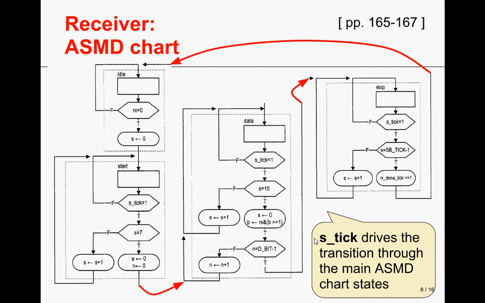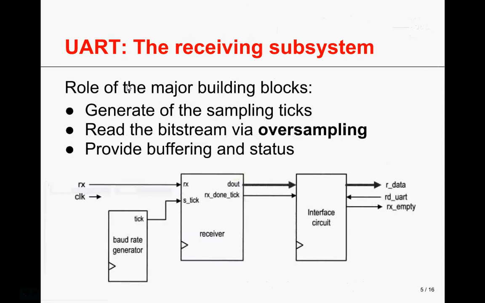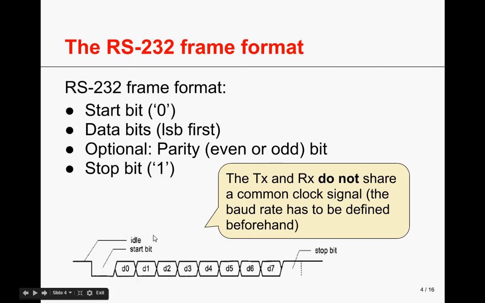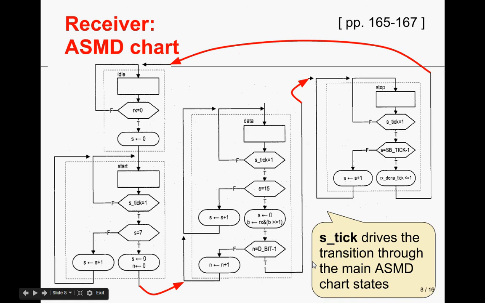Now the receiver block comprises the ASMD chart that is illustrated in this slide. It's simple to analyze this chart. Actually, it comprises only 4 states, and they correspond to the various situations that you see in the RS-232 frame format. So you have the idle condition, the start bit, then the data bits, and finally the stop bit. And that's what corresponds to the 4 states that are shown in this ASMD chart.